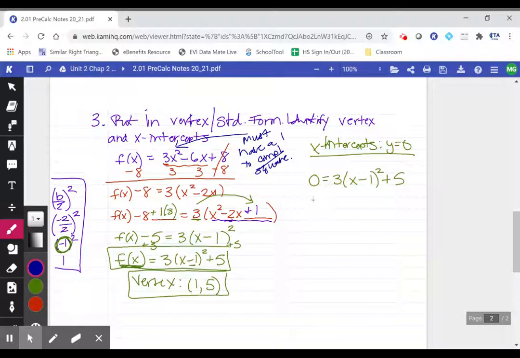Okay, so now we're going to subtract over that 5, x minus 1 squared. Then we're going to divide by 3. Again, we're trying to isolate this x, so get all the way inside of it. So we're getting rid of everything around it first. So I have negative 5/3 equals x minus 1 squared.